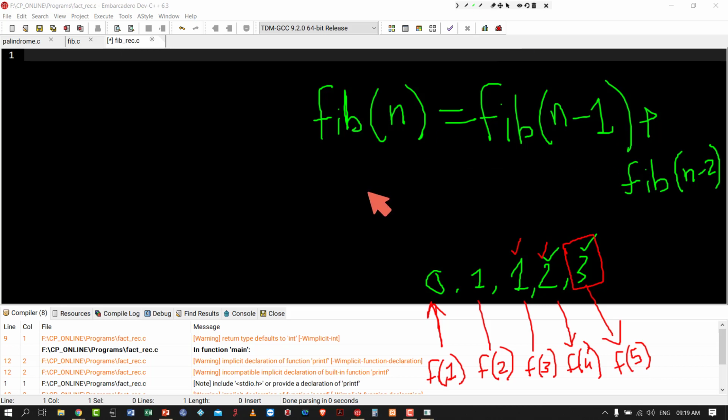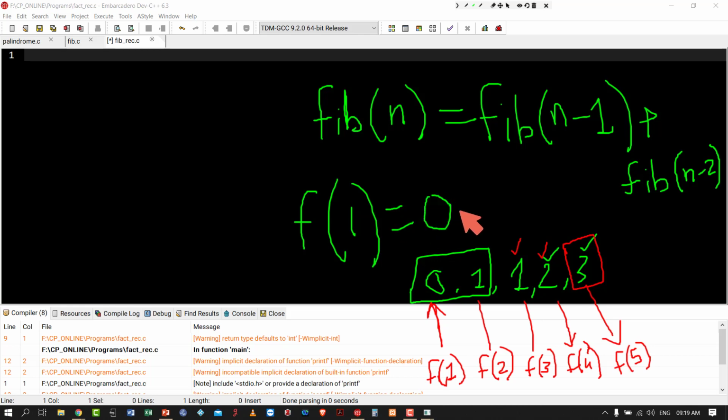So what are the base conditions? Here I have two base conditions because I know the values of the first two terms. F of 1 equal to 0. This base condition I know. Similarly, f of 2 equal to 1. So these are the base conditions.